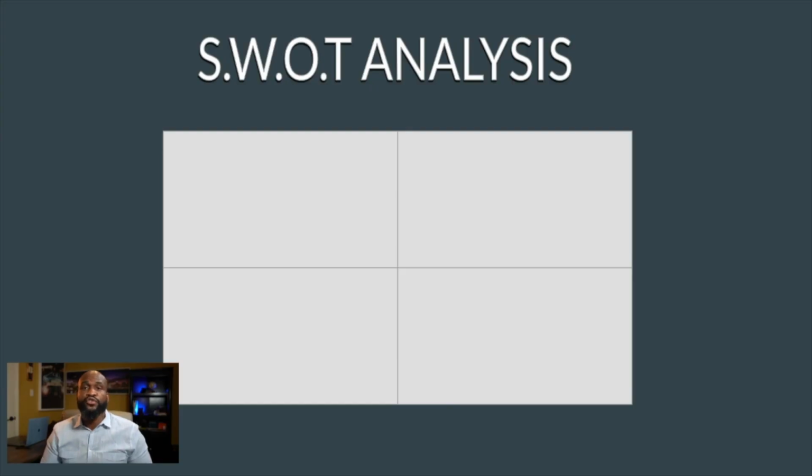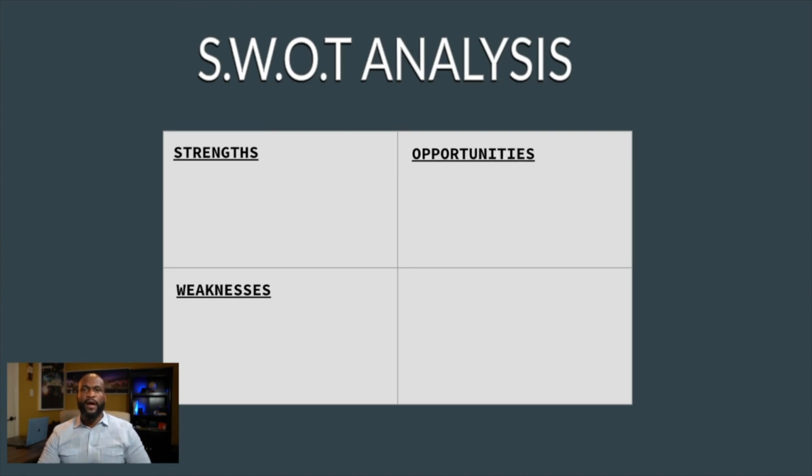So how do you draw out a SWOT analysis? To draw out a SWOT analysis, you actually have a box that's divided into 4 different quadrants. In your top left corner, you have your strengths. In your bottom left corner, you have your weaknesses. And in your top right corner, you have your opportunities, and you have your threats in the lower right corner.